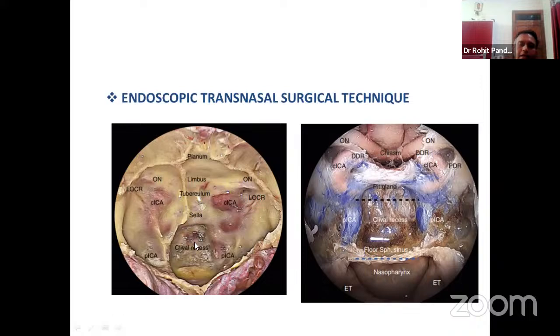So this is the anatomy which we come across after a wide sphenoidotomy. Here we can see the sellar area, and this is the clival recess. This clival recess usually corresponds to the middle part of the clivus. And here you can see the clinoidal segment of the ICA, and these are the optic nerves before removal of the bone, and this is the left and right opticocarotid recess. After removal of the bone, this is the anatomy we see. This is the clinoidal segment of the ICA, this is the clival recess, and this is the floor of the sphenoid sinus, corresponding to the lower part of the clivus.